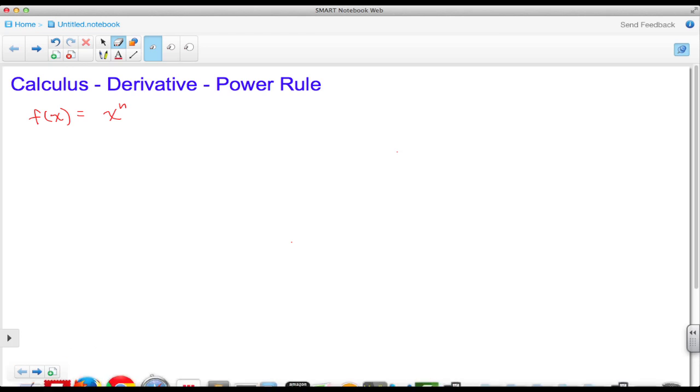Welcome back to STS. In today's video, we're going to look at the derivative using the power rule, which is basically a shortcut from having to use the difference quotient.